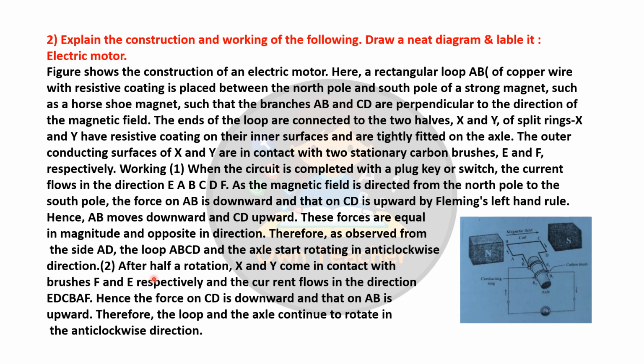2. After half a rotation, X and Y come in contact with brushes F and E respectively, and the current flows in the direction E, D, C, B, A, F. Hence the force on CD is downward and that on AB is upward. Therefore, the loop and the axle continue to rotate in the anticlockwise direction. This is the figure of the electric motor.